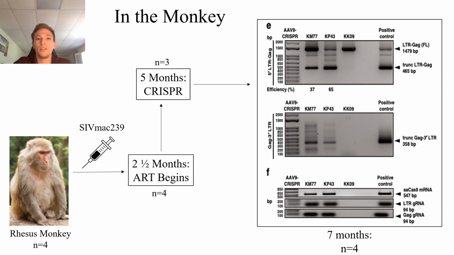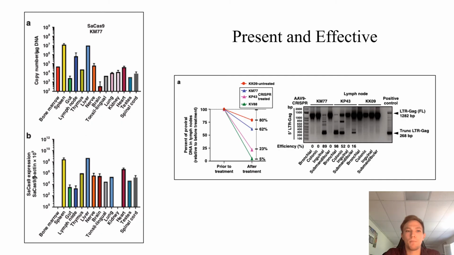Following this, these monkeys were necropsied and examined more thoroughly. After necropsying these monkeys, which is humanely killing them and then examining all parts of their body, so kidney, spleen, liver, heart, all these different areas were examined for both the presence and effectiveness of AAV9 CRISPR-Cas9.